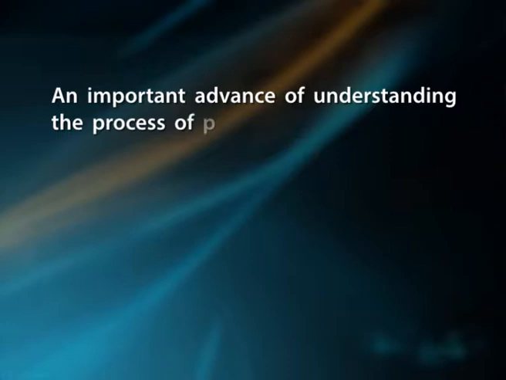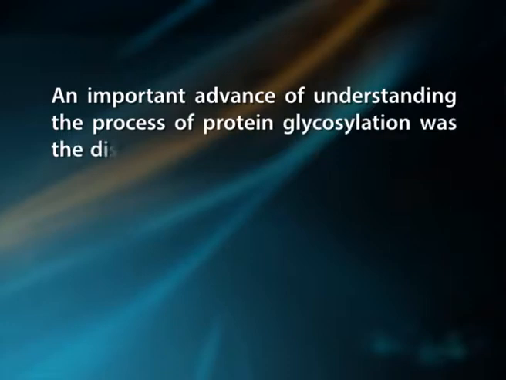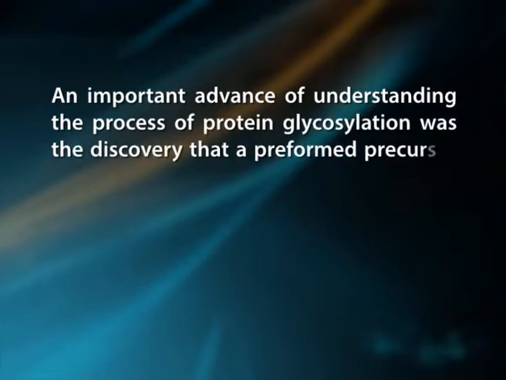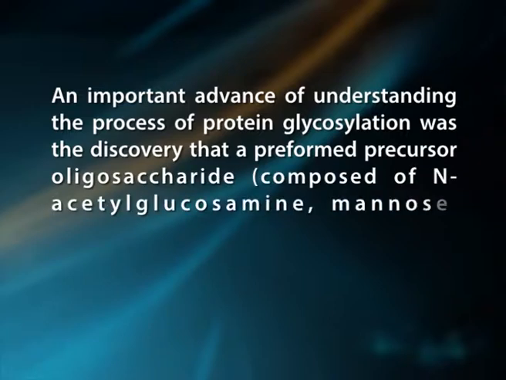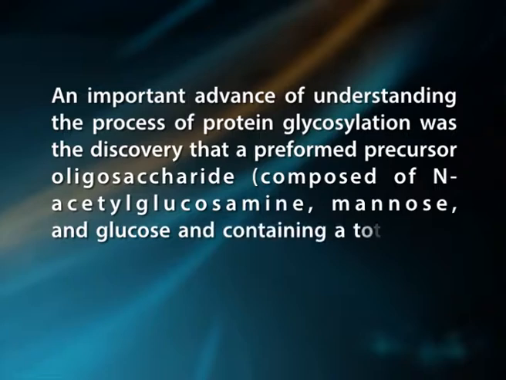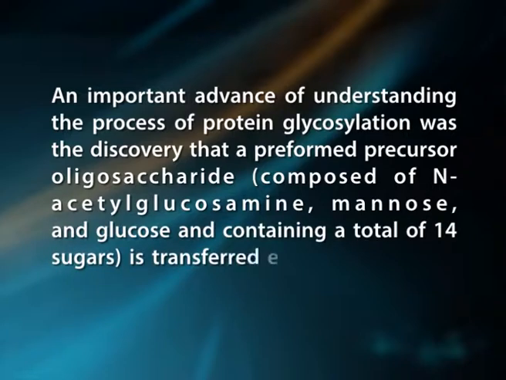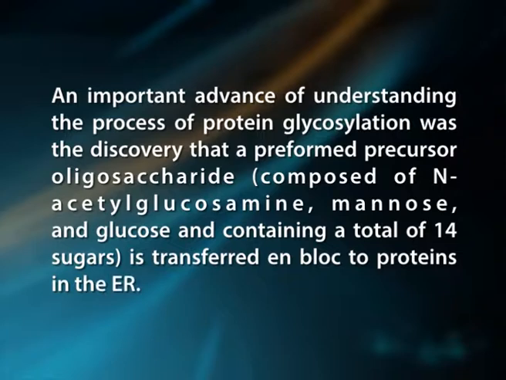An important advance in the understanding of the process of protein glycosylation was the discovery that a preformed precursor oligosaccharide composed of N-acetyl glucosamine, mannose and glucose and containing a total of 14 sugars is transferred en bloc to proteins in the endoplasmic reticulum. Because this oligosaccharide is transferred to the side chain amino group of an asparagine amino acid in the protein, it is said to be N-linked or asparagine linked.